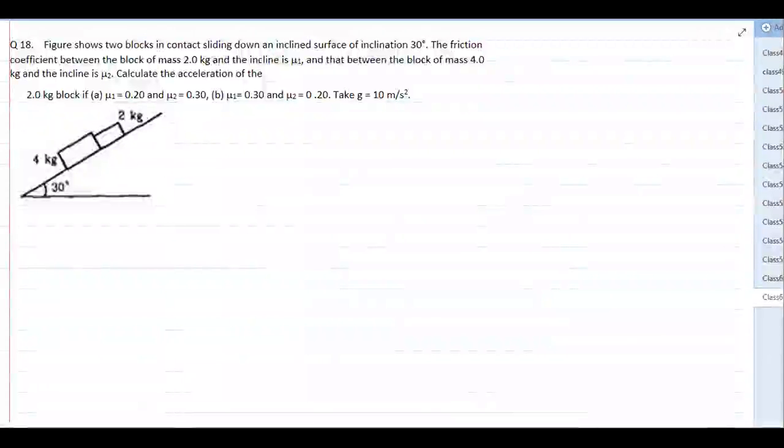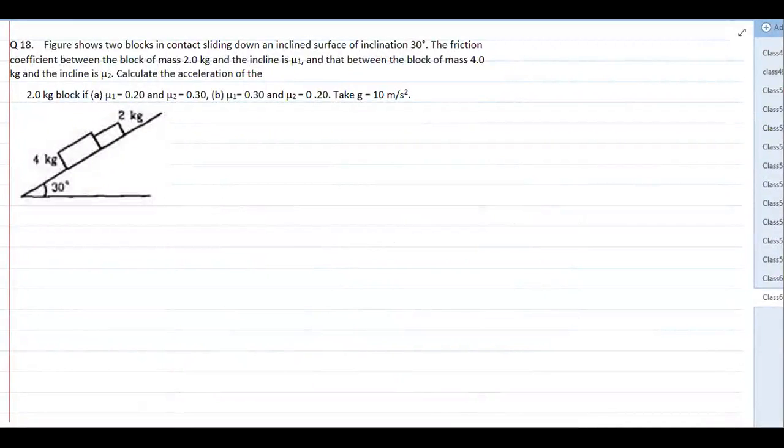Okay, this is a question. The figure shows two blocks in contact sliding down an inclined surface of inclination 30 degrees. The friction coefficient between the block of mass 2 kg and the incline is mu1, and that between the block of mass 4 kg and the incline is mu2. Calculate the acceleration of the 2 kg block if mu1 is this, mu2 is this.